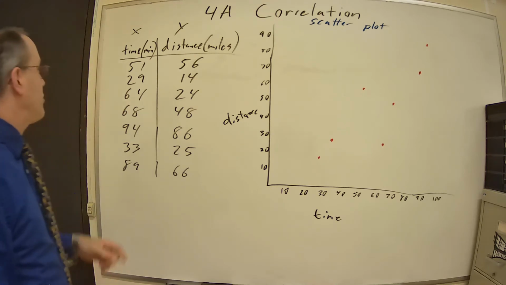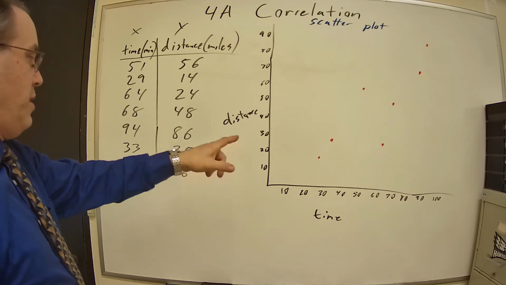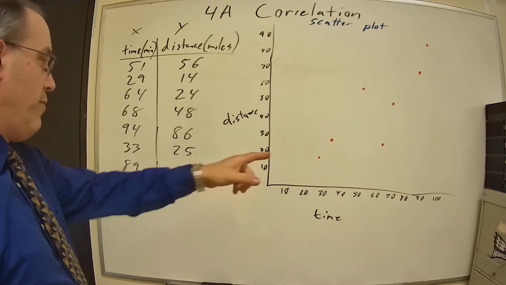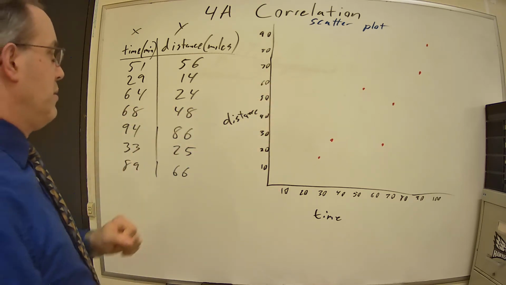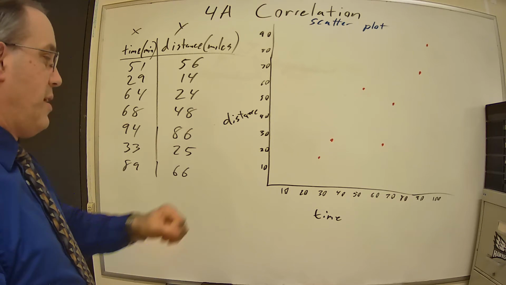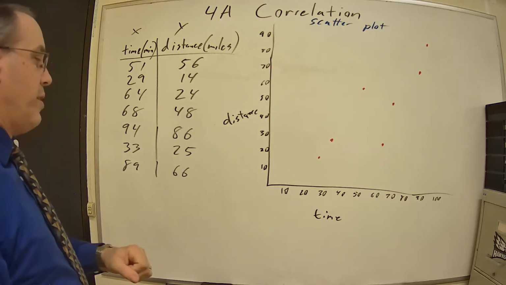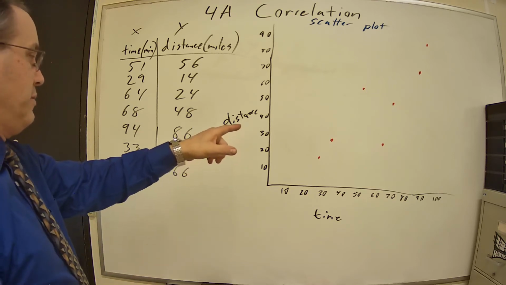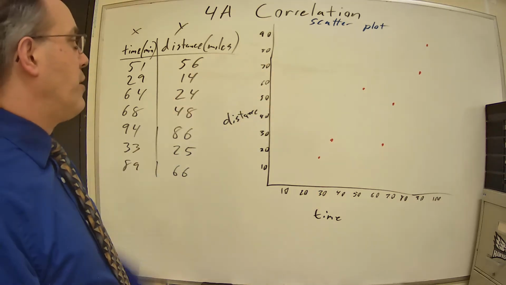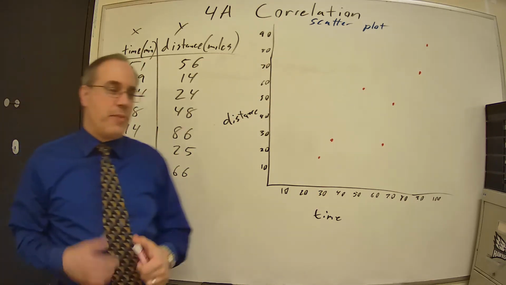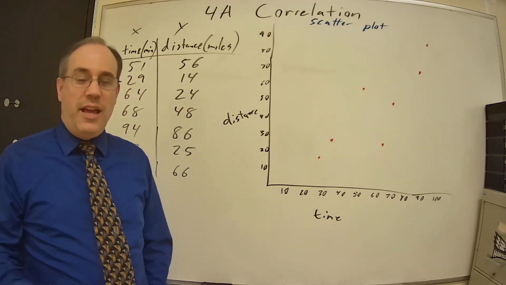Let's make sure that all these are good. So we got 51, 56, 29, 14, looks good. 64, 24, looks reasonable. 68, 48, looks good. 94, 86, yep. 33, 25, reasonable. And 89, 66. Okay, yeah, looks reasonable. Just making sure that my numbers are in reasonable spots. You should always check that.